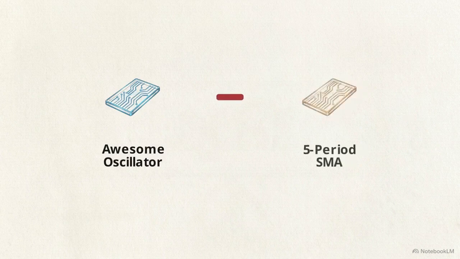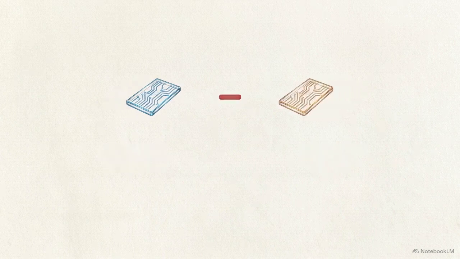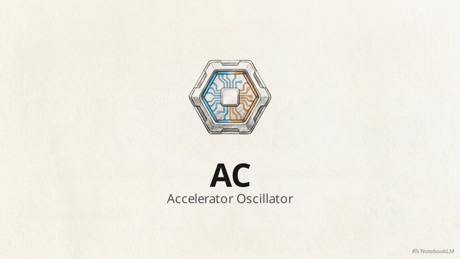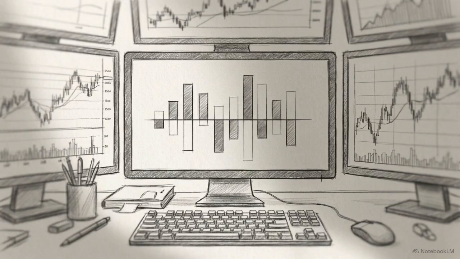The math behind it is straightforward. It takes another popular tool called the Awesome Oscillator and calculates the difference between it and its own 5-period simple moving average. You don't need to do any manual calculations. Modern trading platforms automate the heavy lifting, so you can focus entirely on reading the output.